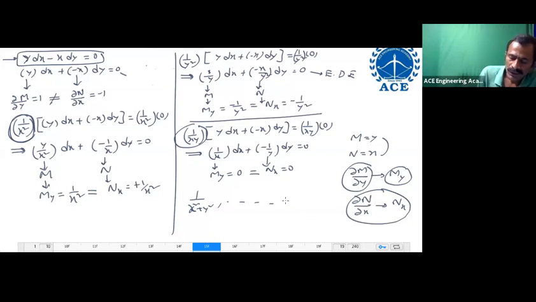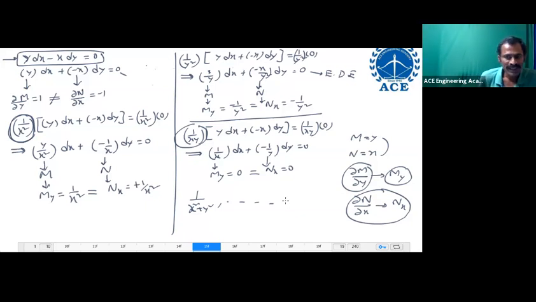Right. So we start the next method. Next method is the non-exact method. Till now we have completed 3 methods: variable separable, homogeneous, and exact. We are going to start the next method, that is the non-exact method.